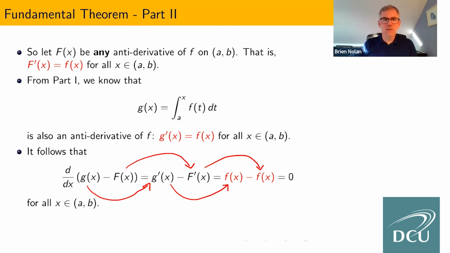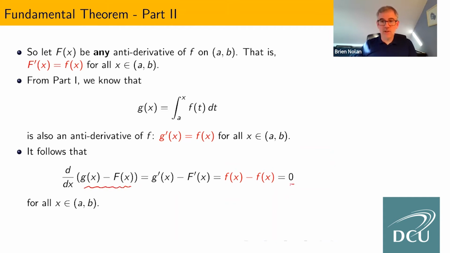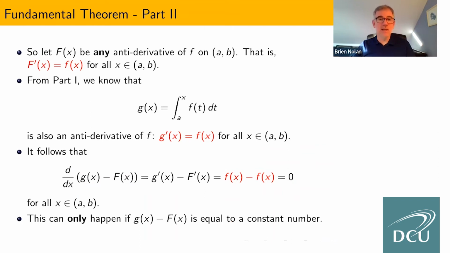What do I see there? I see that the derivative of little g minus capital F is equal to 0. Now, I know about functions that have that property. What kind of functions can we differentiate which will always give 0 as the answer? Well, in some sense, there's only one possibility. This can only happen if little g minus capital F is equal to a constant number. The only thing that we can differentiate and get 0 is a constant.